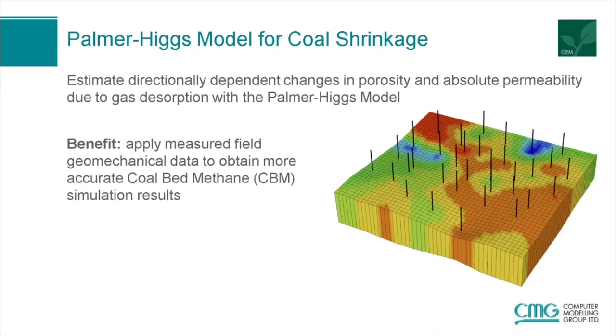So currently we've had the Palmer-Mansoori model in our GEM simulator, which allowed us to model porosity and permeability changes as we produce and as the desorption occurs. But now we've added a more generalized form of this called the Palmer-Higgs model, which uses 3 Poisson's ratios, one for each of the I, J, and K direction, to account for the change in porosity and permeability in each direction separately.